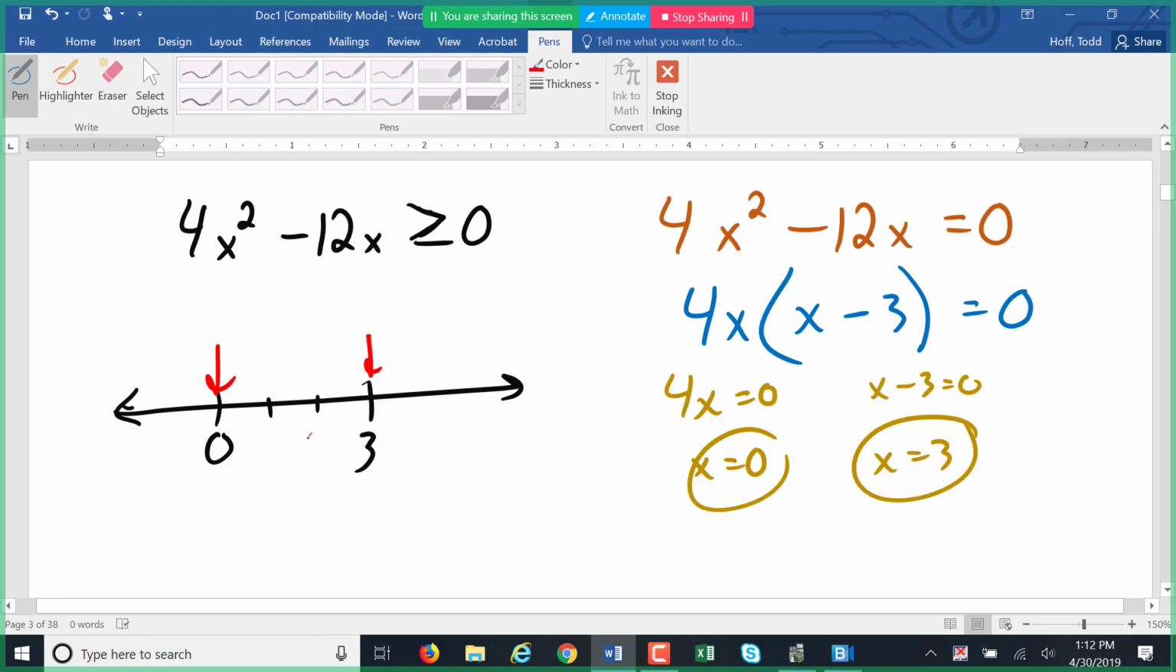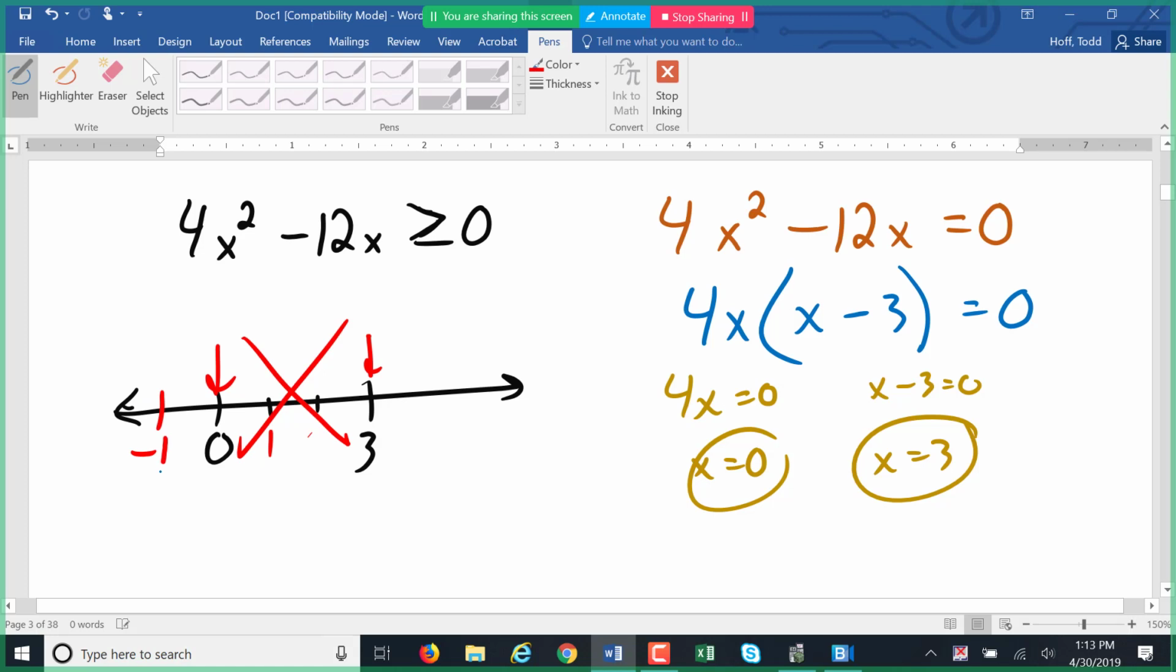Let's start with 1, which is between those values. 1 squared is 1, so 4 times 1, 12 times 1 is just 12. 4 minus 12 is negative 8. That is not greater than or equal to 0, so it is not between them. So it's most likely outside.